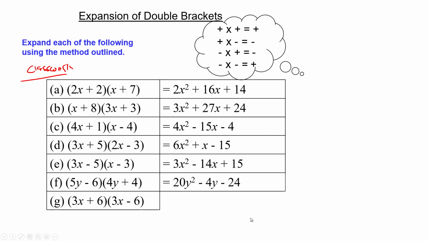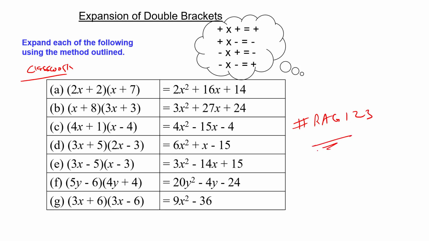For F, you got 20y squared minus 4y minus 24. And then for G, we've got 9x squared minus 36. So there's no term in x in this one. Right, again, as we always do, rag your work. Once you've done that, I've got a worksheet for you to complete.